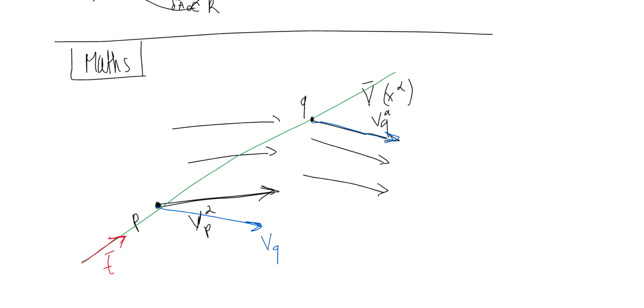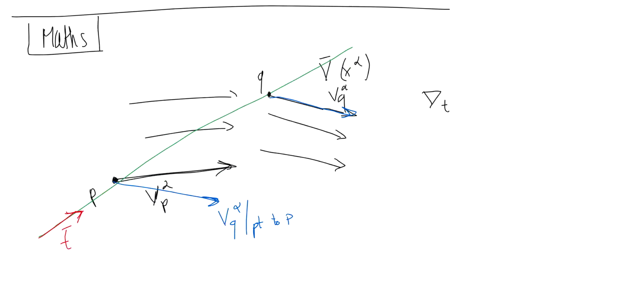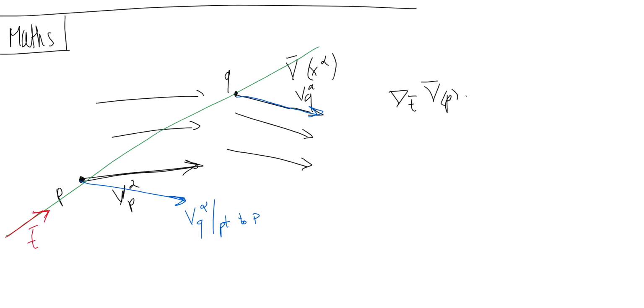That's VQ alpha parallel transported to point P. And the result of that is quantified by the covariant derivative in t direction of vector field P at point P, which is equal to vector field at point Q parallel transported to P minus vector field at point P, divided by epsilon. And of course, I didn't write that we take the limit epsilon goes to 0.